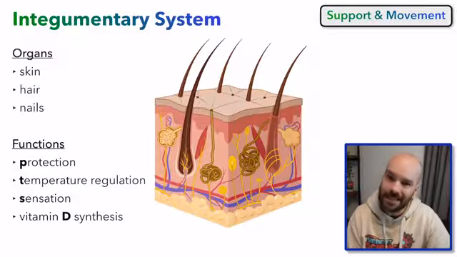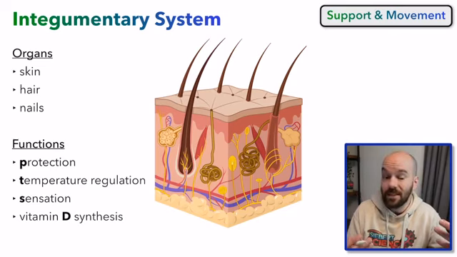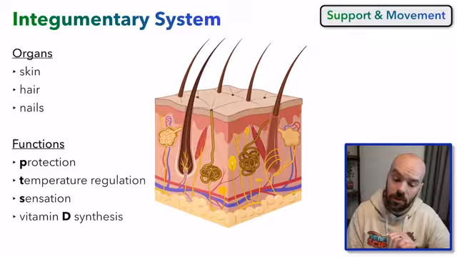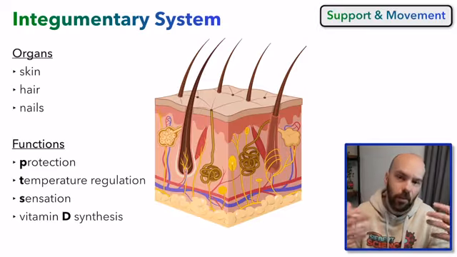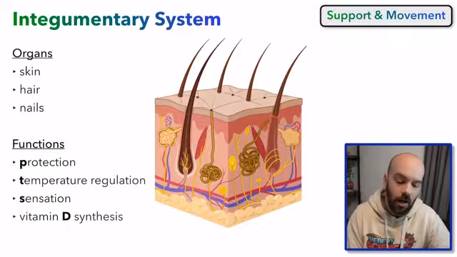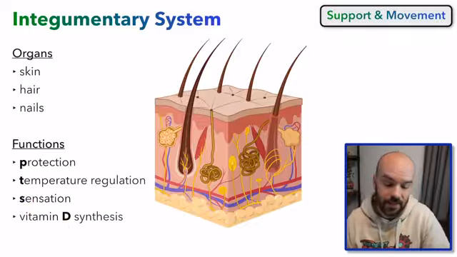And then finally, vitamin D synthesis. Vitamin D is an important vitamin that we need to synthesize, but we don't do it throughout the rest of our body. We don't produce it except for in our skin, and we use the sunlight in order to do that. So anyway, those are the 4 functions of skin: protection, temperature regulation, sensation, and vitamin D synthesis in the integumentary system. So PTSD, to remember that.